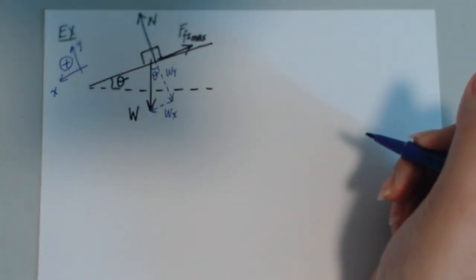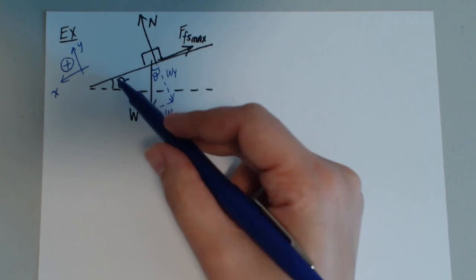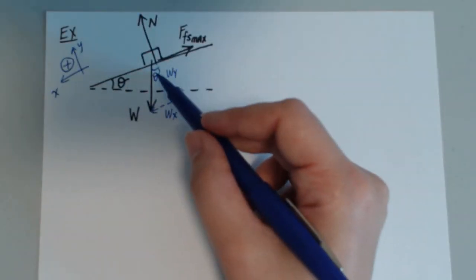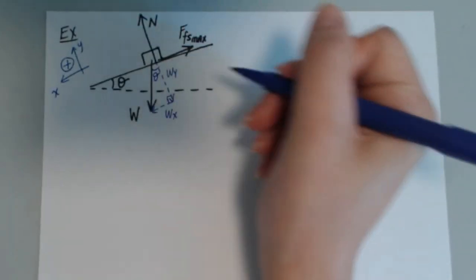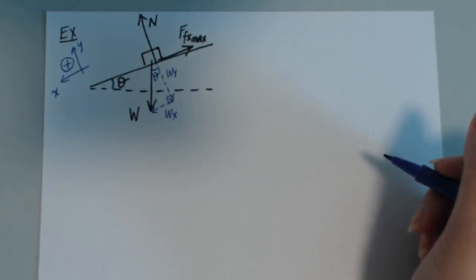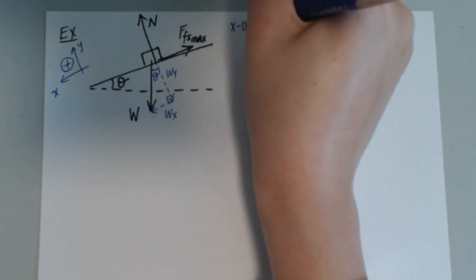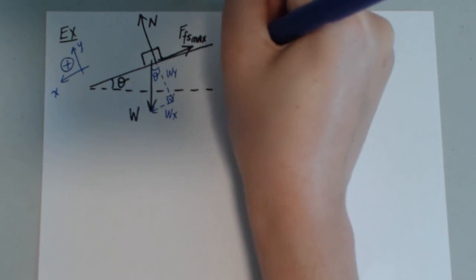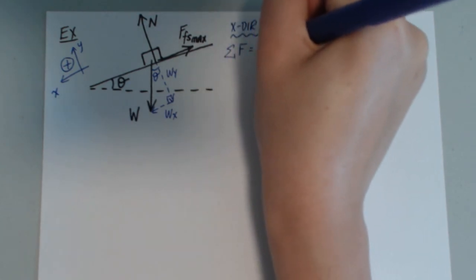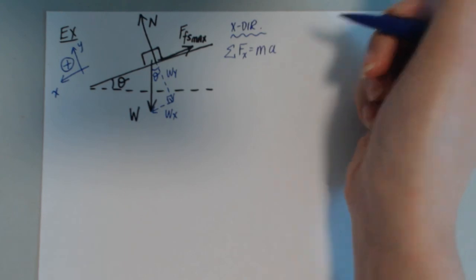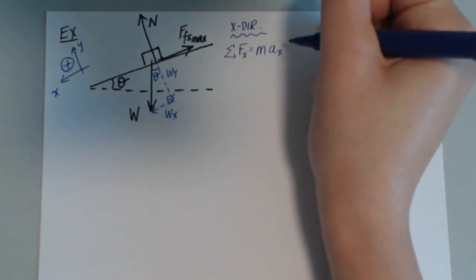And there's theta, right? So remember I said earlier that whatever angle this is relative to the horizontal, it's going to be the same angle in there. Okay, so we are looking for the coefficient of static friction. In order to do that, we are going to inspect Newton's second law from the x and the y directions. So from the x direction, we have the sum of the forces is equal to ma. Now, this is acceleration in the x, by the way.